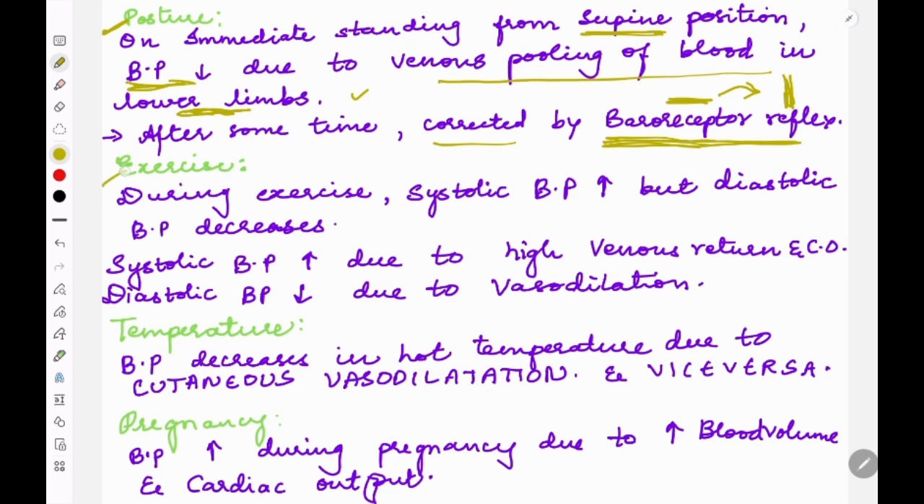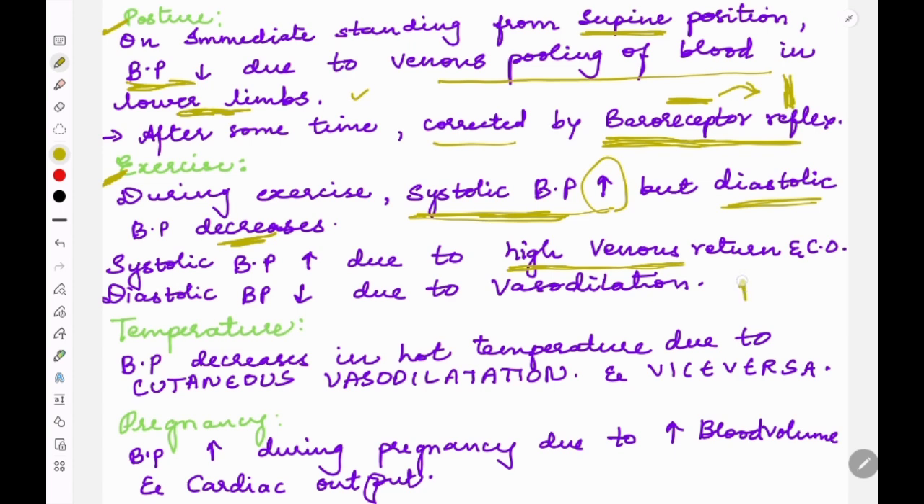Okay, and the next factor is exercise. So what happens during exercise? The systolic BP increases, but the diastolic BP decreases. Now they can ask you why the systolic BP increases and why the diastolic BP decreases. The reason is that the systolic BP increases due to high venous return. During exercise there is an increased demand for oxygen.